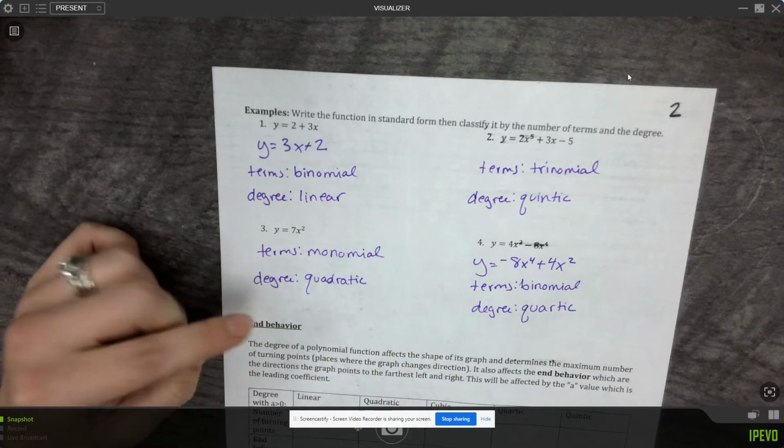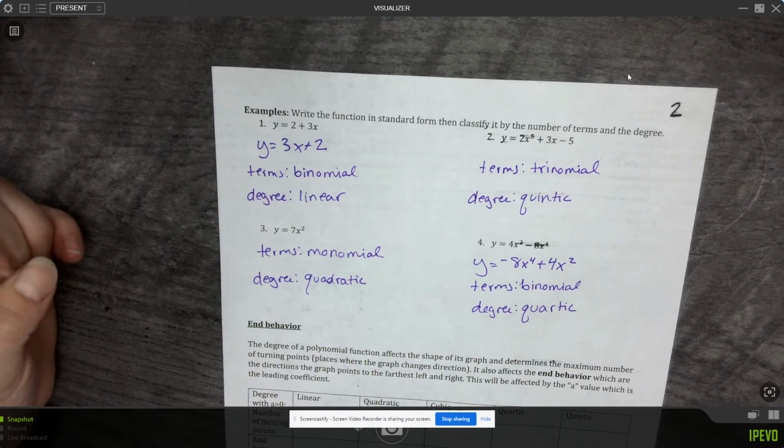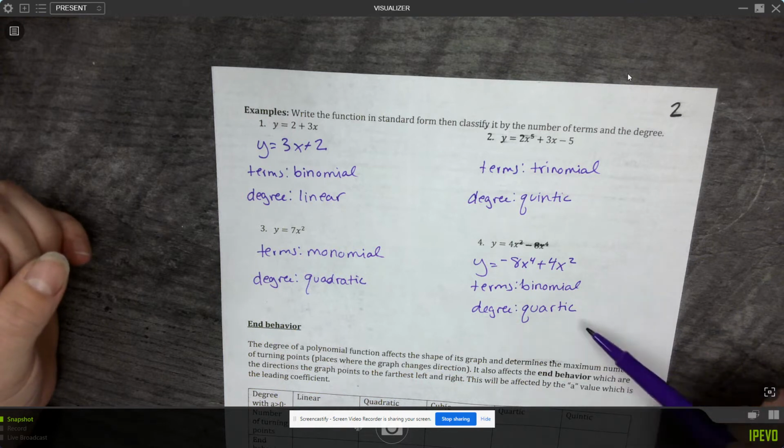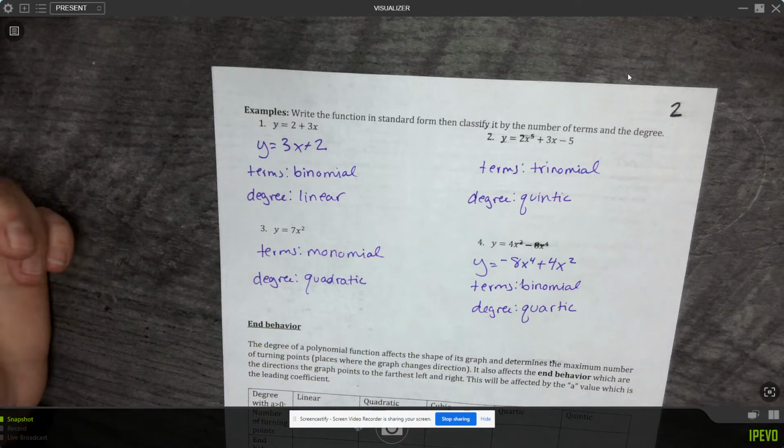Linear and quadratic and cubic, like I said, should be pretty easy to remember those. We've talked about those before. You've talked about them in Algebra 1 and again in Algebra 2. Quartic, you kind of think of like a quarter, and 4 quarters make $1. And then quintic is the other one. Quintic is 5.